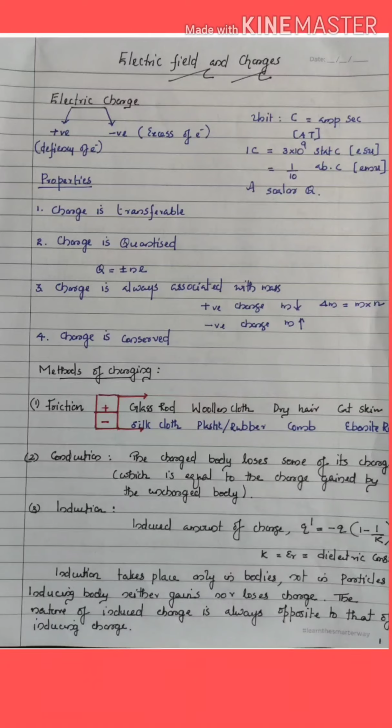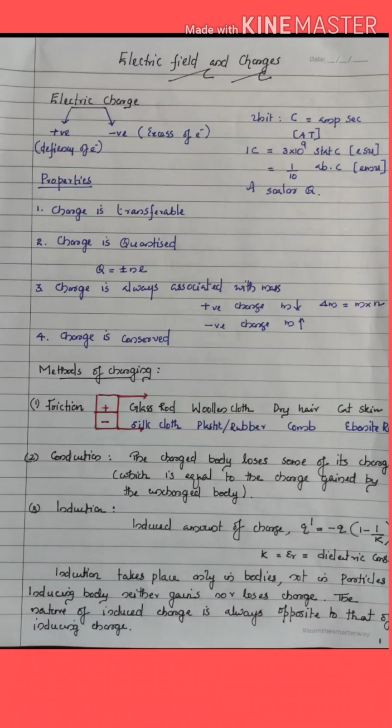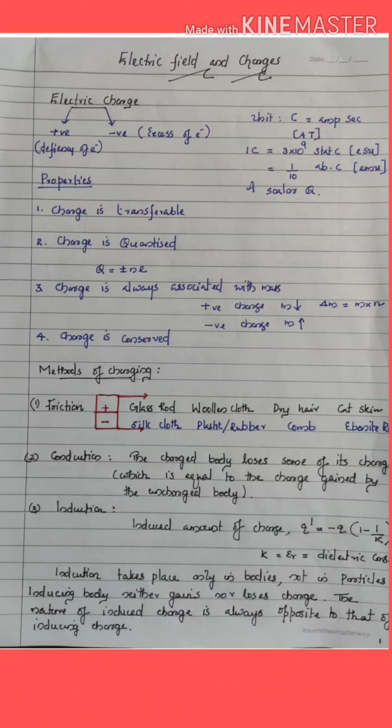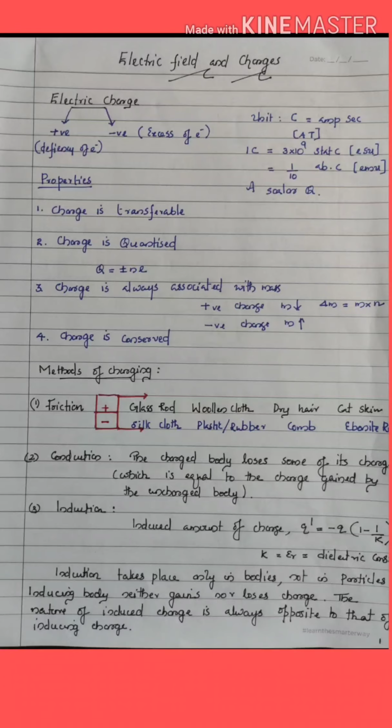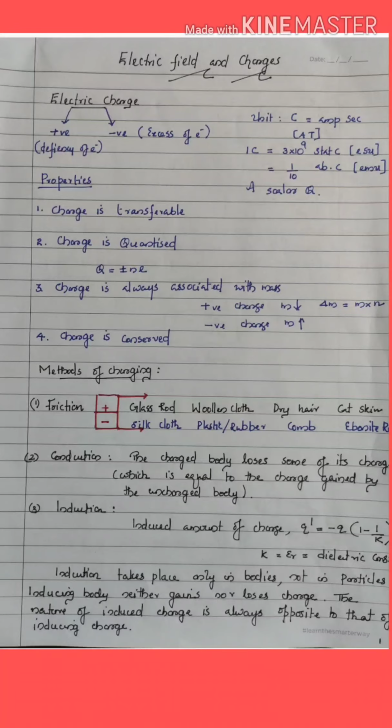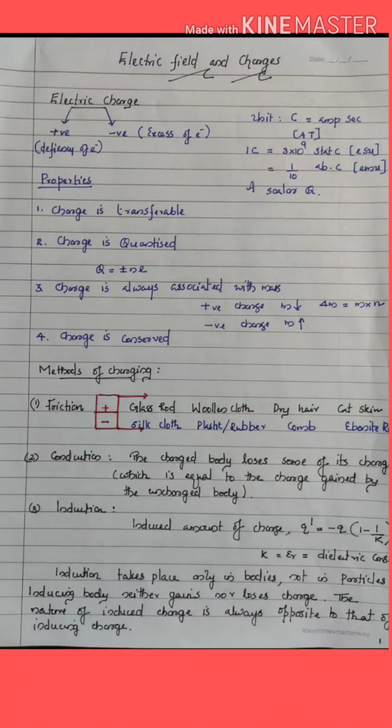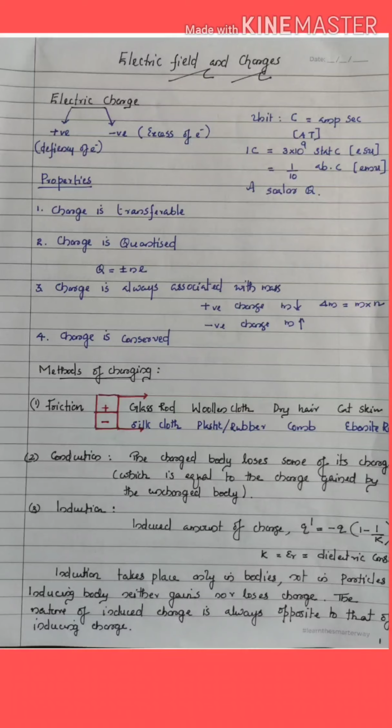And keep in mind, we can relate with the CGS units, the electrostatic unit or static coulomb and the electromagnetic unit or absolute coulomb. We can relate as 1 coulomb equal to 3 into 10 raised to 9 static coulomb equal to 1 by 10 absolute coulomb, and charge is treated as a scalar quantity.